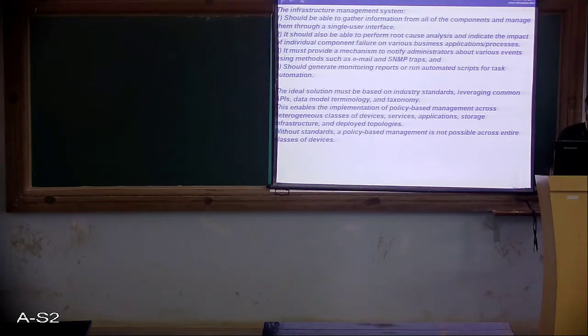So the ideal solution must be based on the industry standards, leveraging common APIs, data model terminology and taxonomy. This enables the implementation of policy-based management across heterogeneous devices, services, applications and deployed topologies.